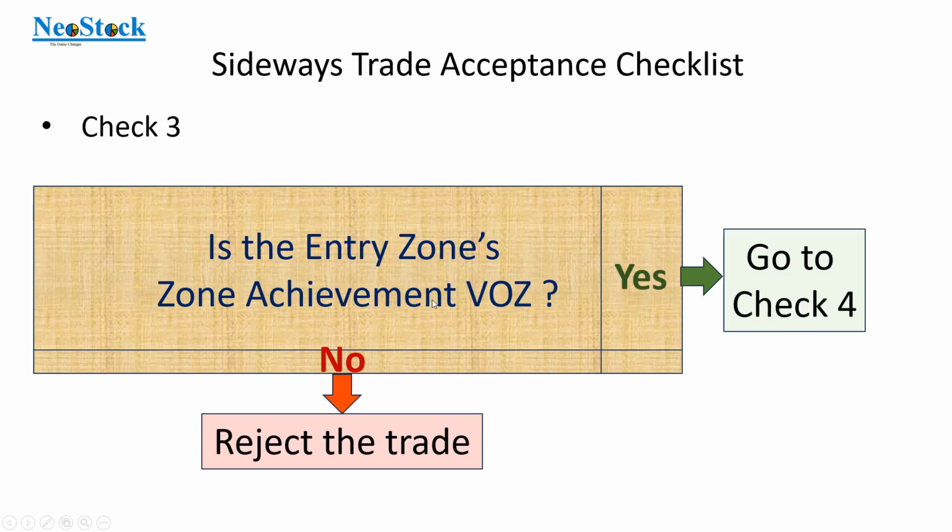That's why, if you have observed when I am generating reports from the NeoStock software strategy builder, I am checking violated opposing zones. If they are satisfied, then only I am filtering. Otherwise those zones I am rejecting. That means in the strategy builder I am always checking zone achievement as VOZ, violated opposing zone. Okay, then checklist item 4. Assume the zone has a VOZ zone achievement, then go to checklist item 4.